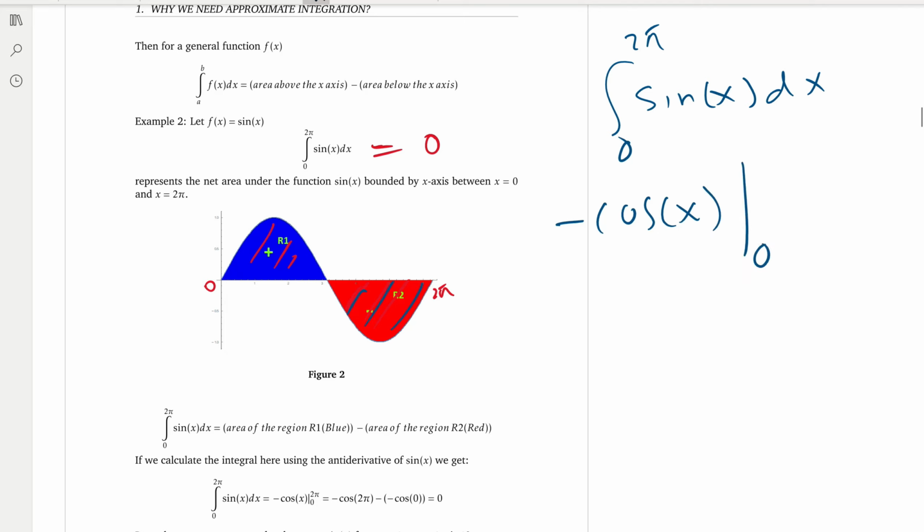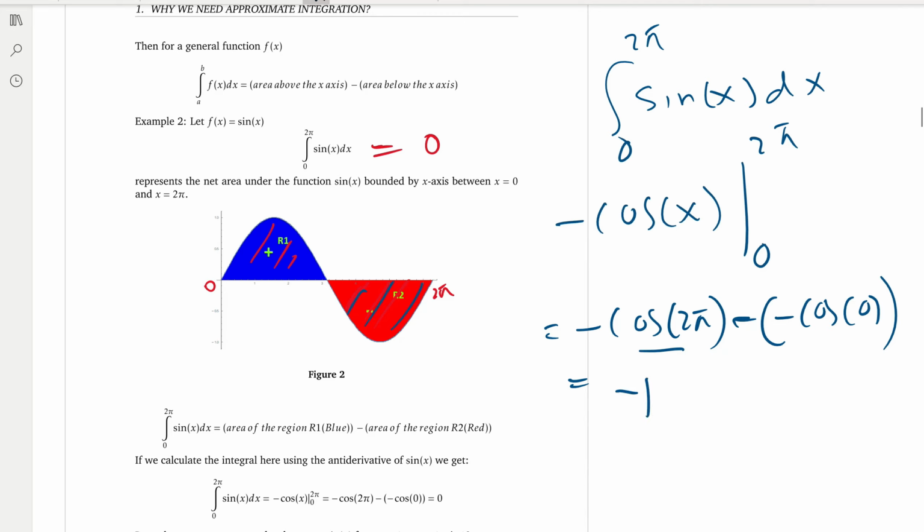Now if you evaluate it from 0 to 2 pi, it's negative cosine 2 pi, subtract negative cosine 0, right? Cosine 2 pi is 1, so it's negative 1 here, minus cosine 0, which is 1, so negative 1 plus 1 is 0. So yes, it's true. The net area is 0.